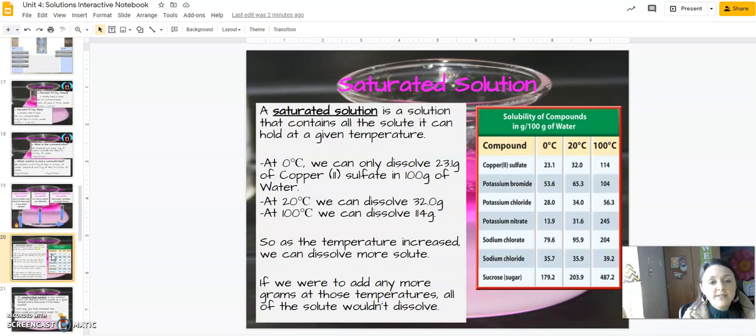Okay, so saturated solutions hold all of the solute that it can at a given temperature. So at 0 degrees, this can be true with compounds too. Okay, so NaCl is a compound, sugar is a compound. At 0 degrees, we can only dissolve 23.1 grams of copper sulfate in 100 grams of water. At 20 degrees, we can dissolve more. At 100 degrees, we can dissolve more. What you're seeing here is if you increase the temperature, you can dissolve more stuff, more solute. So as temperature goes up, we can dissolve more of our solute. If we're going to add more grams at those temperatures, all is not going to dissolve. You've got to increase the temperature if you want more to dissolve.